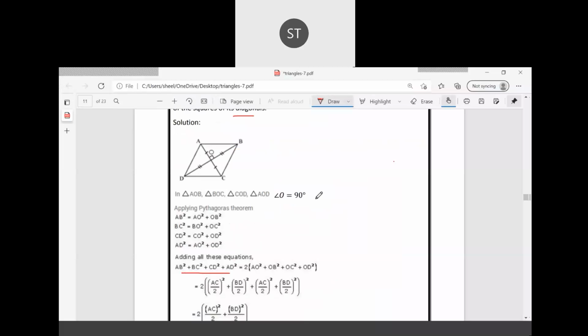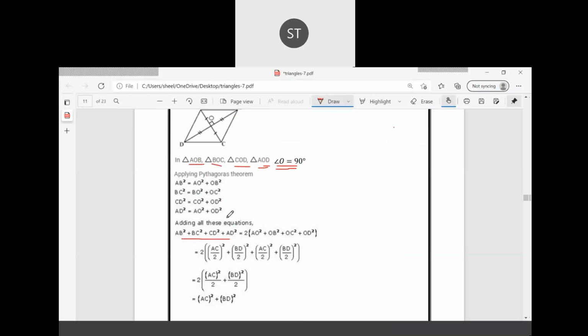Now we know that the diagonals of a rhombus bisect each other perpendicularly. What is the meaning of this? Angle O equals 90 degrees. So we are getting right triangles there, namely triangle AOB, triangle BOC, triangle COD and triangle AOD. All the four are right angle triangles because angle O equals 90 degrees, the property of the diagonals.